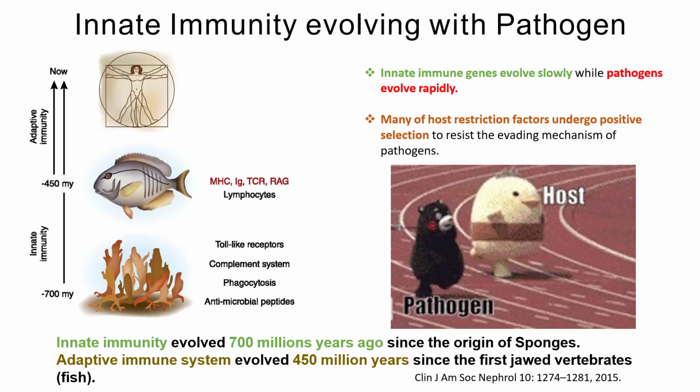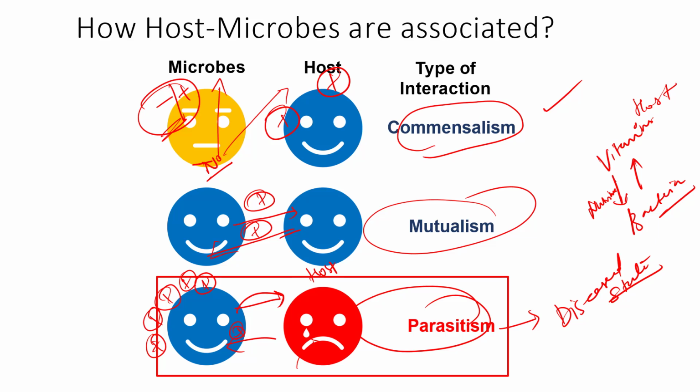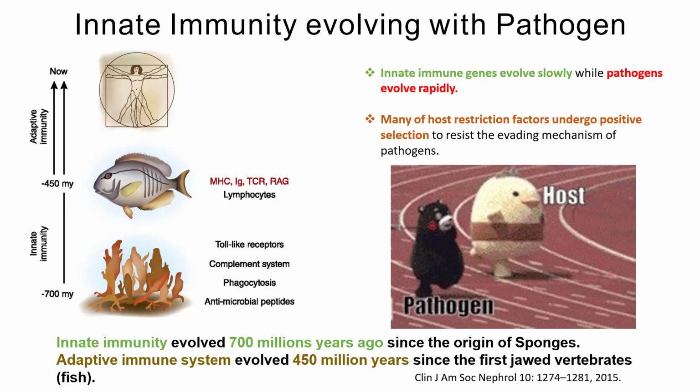So there are two kinds of immunity we have talked about so far. One is innate, another one is acquired. Today we are talking about innate immunity. This innate immunity did not start in humans only. It started long back, about 700 million years ago. People have seen it in sponges. Whatever receptors, complement system, phagocytosis, antimicrobial peptides, people have seen all this in nearly 700 million years ago.